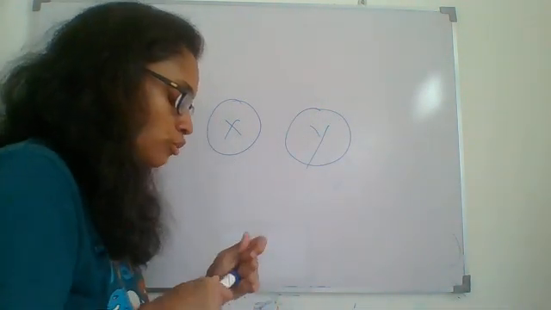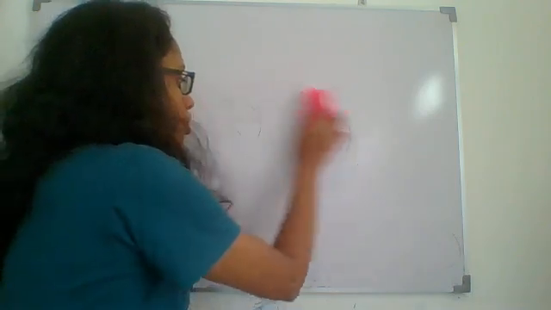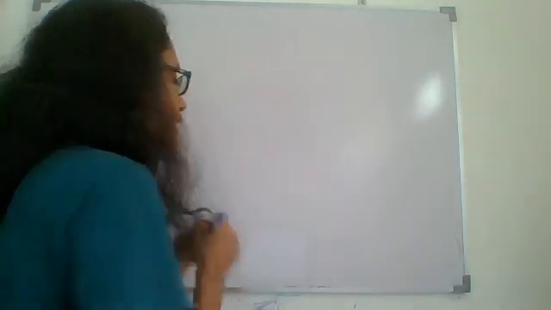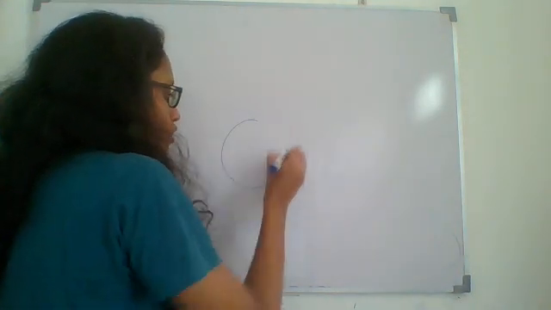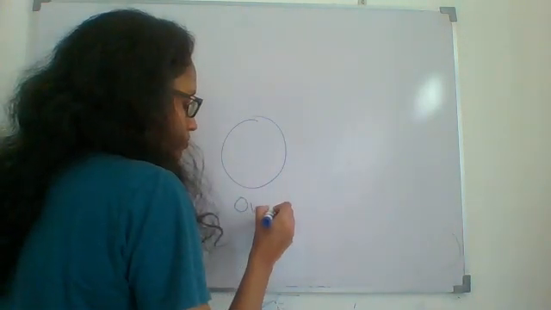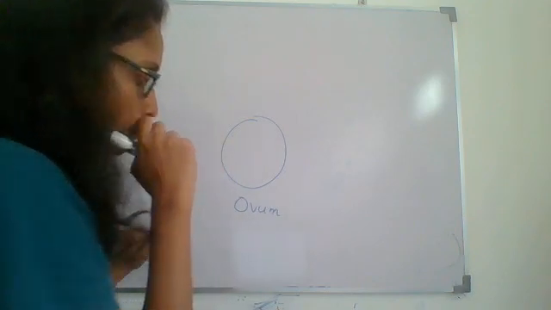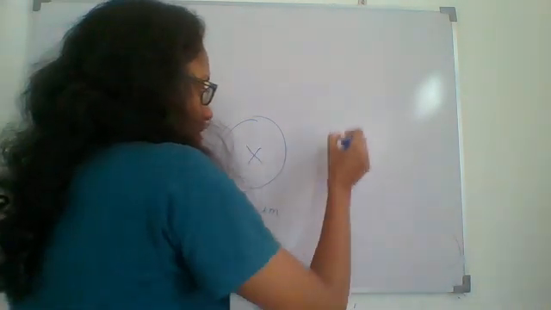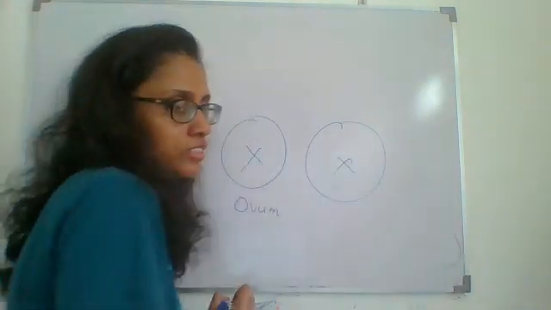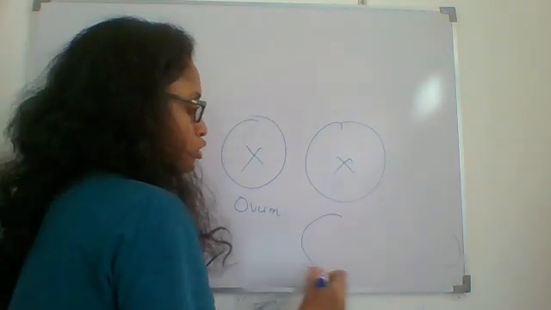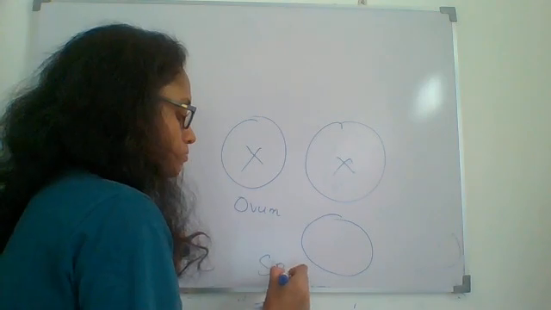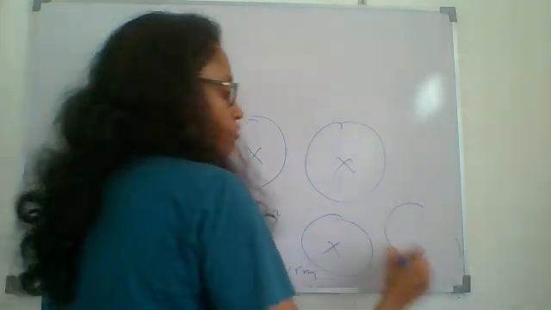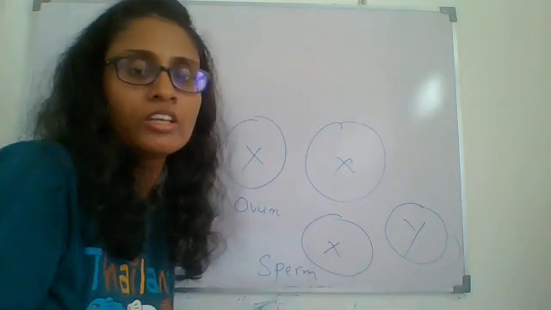So if you take a female, all her gametes, or eggs, contain an X chromosome. If you take one ovum, it contains only one X, another one X. And when it comes to sperms, one may contain X, another one may contain Y, right?